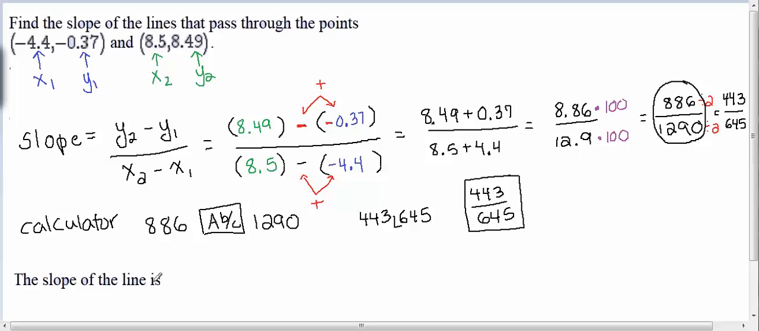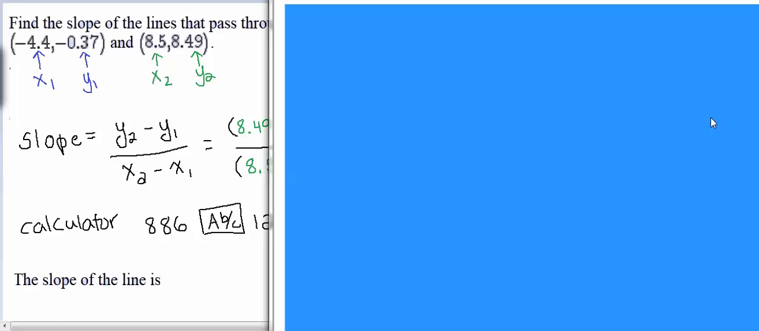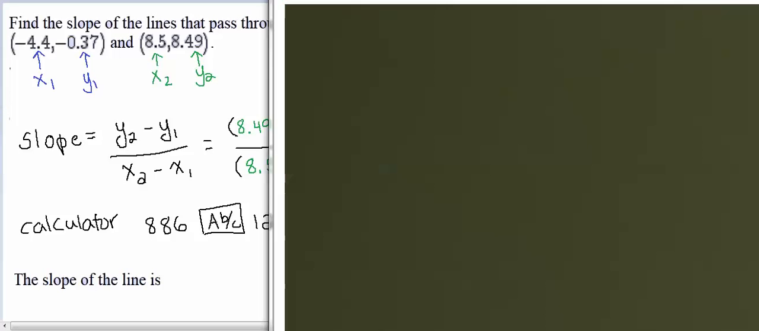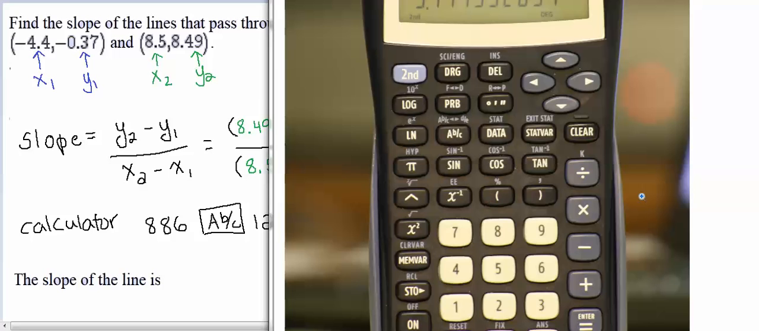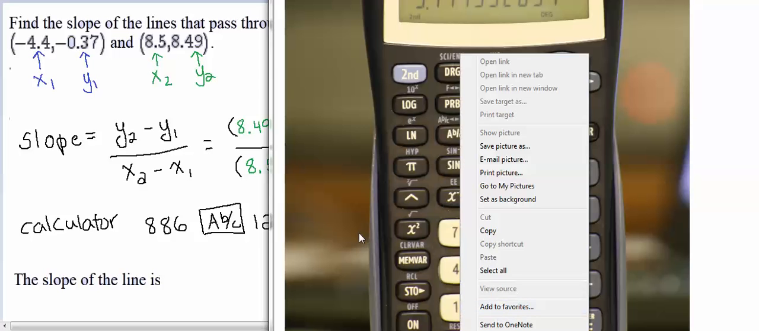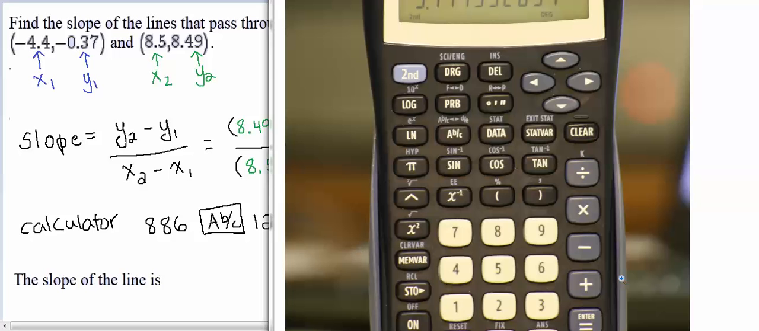Before I address the last part of the question, let me show you a picture of that TI-30 calculator. Okay, there it is. Here's a picture of the TI-30 calculator. If you look right here, there's that ABC key that I'm talking about. That's the key you would use to tell the calculator you're entering a fraction. So you type 886 ABC and then 1290 and then hit enter, and that would give you the output I was talking about. All right, let's go back to our question and finish it up.